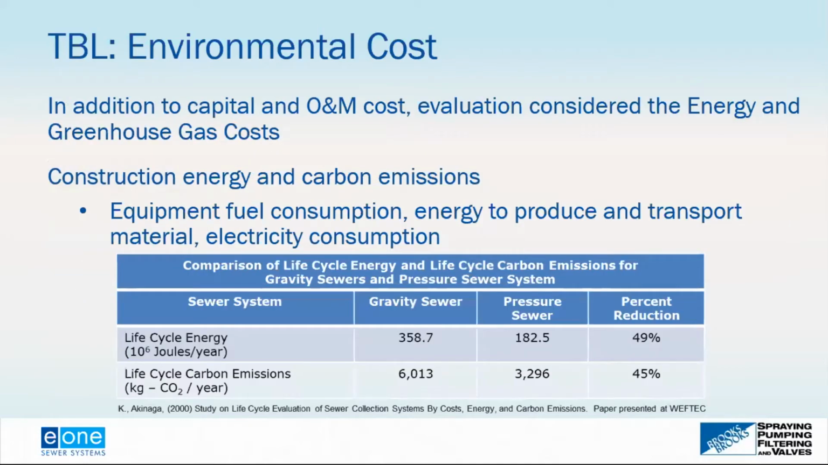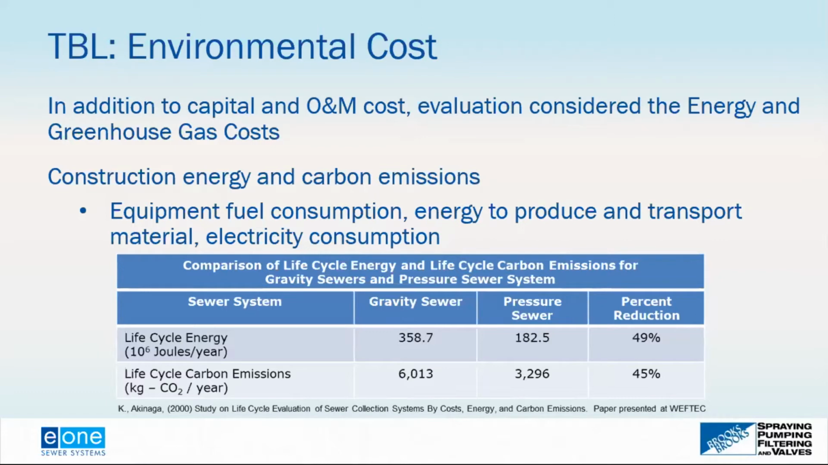Additionally, you've got the capital cost and the O&M cost that can be considered as part of an energy and greenhouse gas cost. As I said, there's not a lot of studies on this. I found this report some time ago. This was done in the early 2000s. I believe this project was focused in Japan, and the paper was presented at WEFTEC. But what they did as part of this evaluation was look at the construction energy and the carbon emissions for different types of sewer systems. So they looked at the environmental fuel consumption, the energy to produce and transport the material, the electrical consumption. Basically, as I've already mentioned, the cradle to grave analysis.